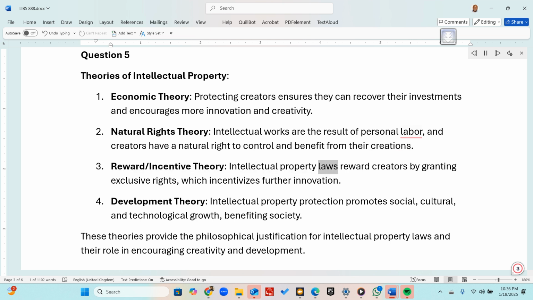Intellectual property laws reward creators by granting exclusive rights, which incentivizes further innovation. Development theory. Intellectual property protection promotes social, cultural, and technological growth, benefiting society. These theories provide the philosophical justification for intellectual property laws and their role in encouraging creativity and development.